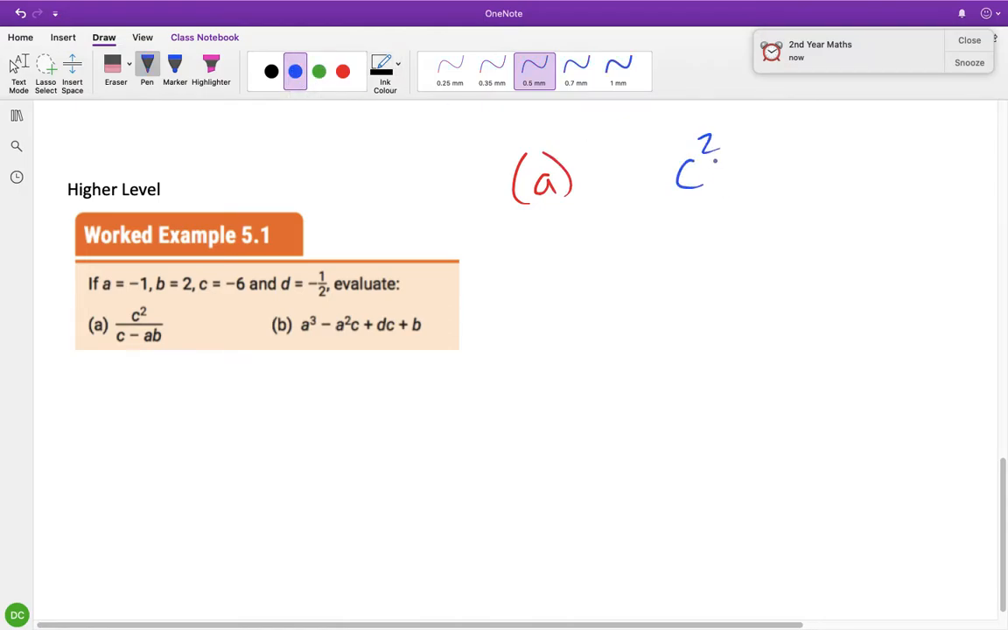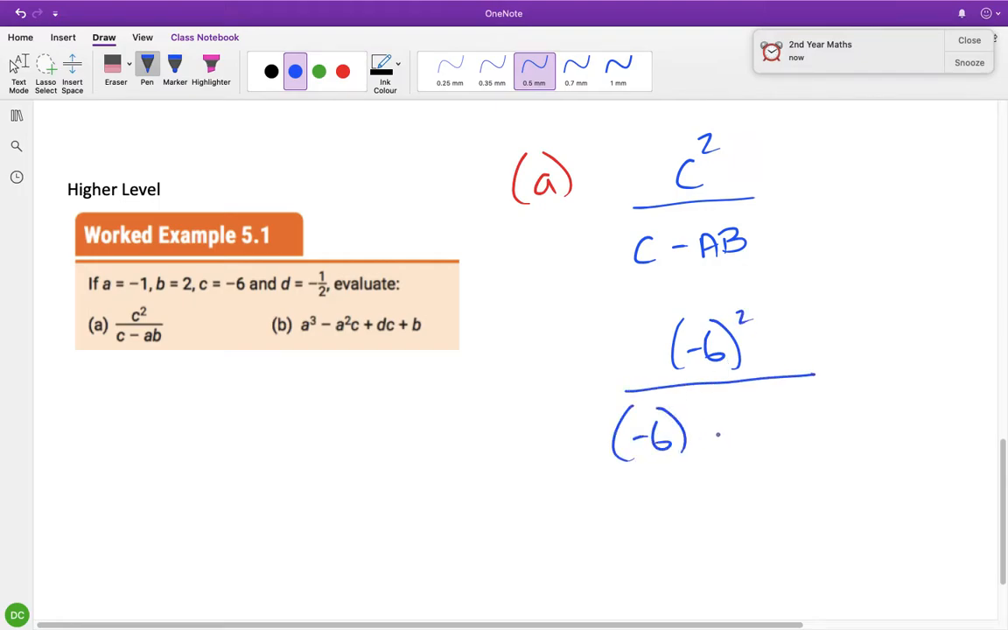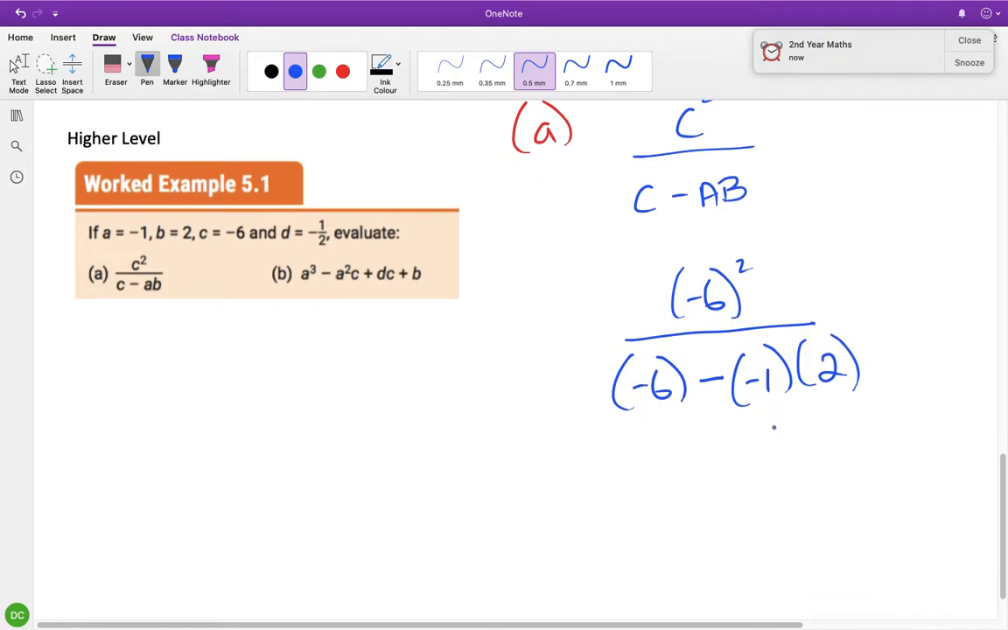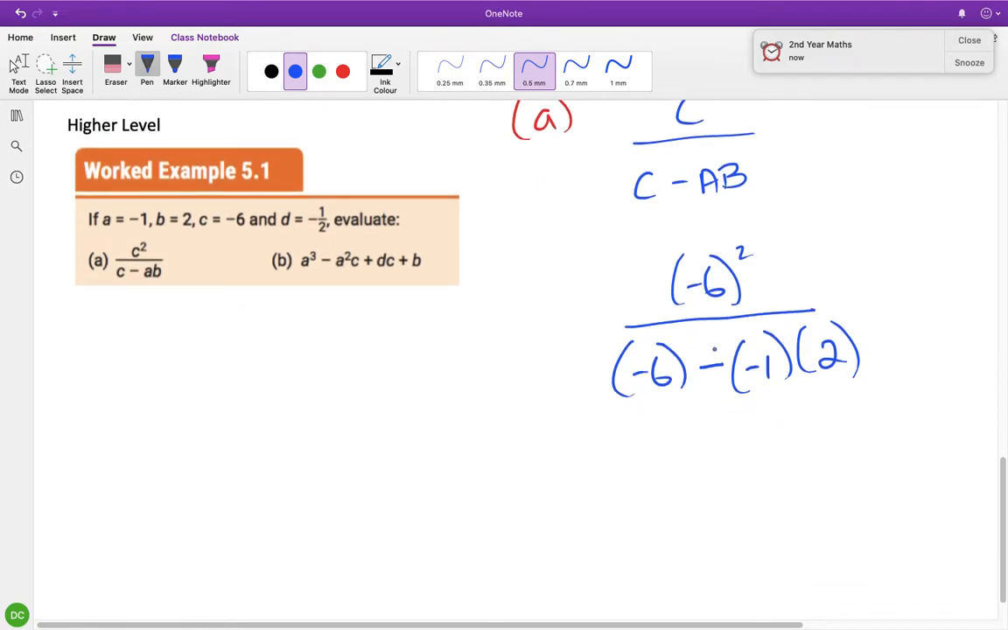So it's c squared over c minus ab. Okay, so c is minus 6, so that's going to be minus 6 squared over c, which is minus 6, and then I have a minus, as in that minus there, and then a is minus 1, and b is 2. Now, I didn't obviously teach you this last year, so I'm not 100% sure what way you would have gone through it, but I'm just going to show you how I do it, and hopefully you'll be able to do it that way.